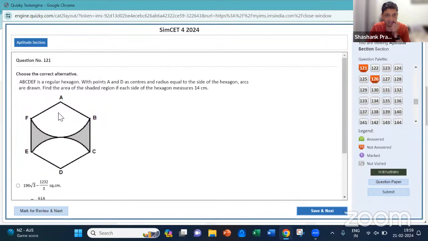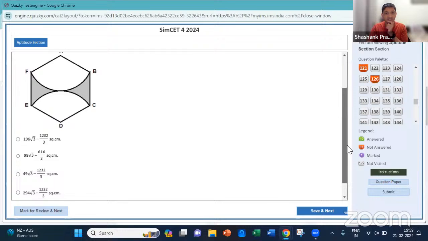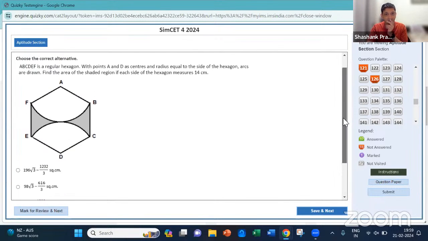ABCDEF is a regular hexagon. A and D as centers. Radius equal to side of the arcs are drawn. Shaded region. Each side is 14 centimeter. Okay, and the options are very funny.